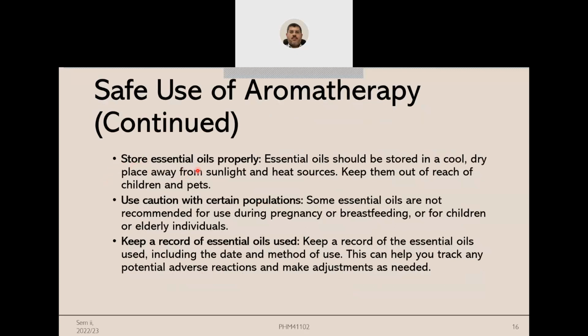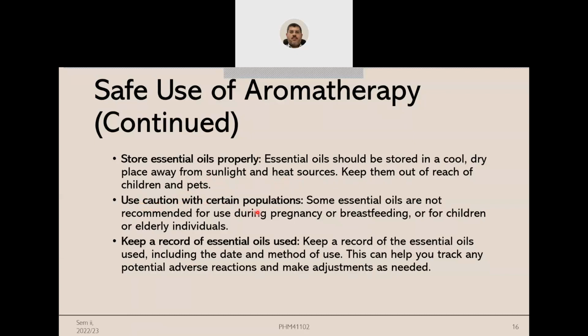And then it should be stored properly. Essential oils should be stored in a cool and dry place away from sunlight and heat sources. Keep them out of reach of children and pets. You can see many of the essential oils sold in the market are in dark containers, amber color or black containers, to protect them from sunlight, because some of the ingredients are photosensitive and may degrade if exposed to sunlight. And same with heat. So you should keep them in a cool place.